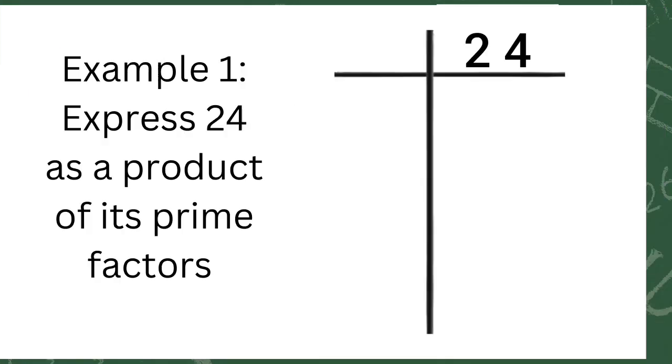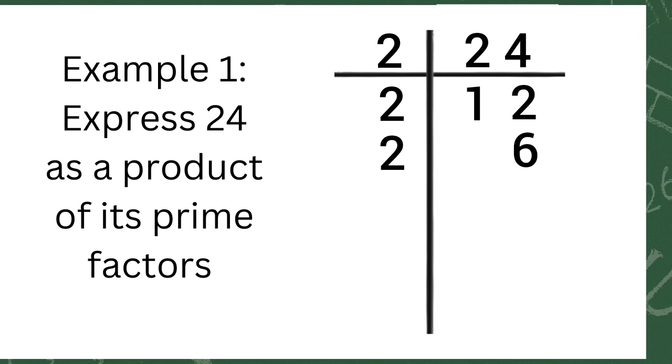Example 1. Express 24 as a product of its prime factors. We will begin with the first prime factor, which is 2. 2 into 2 is 1, into 4 is 2. So we have 12. The next prime factor we can use is still 2, because 2 is a factor of 12. So 2 into 12 is 6. The next prime factor we will use is still 2. 2 into 6 is 3. At this point, we can no longer use 2 because 2 is not a factor of 3. We will move to the next prime factor, which is 3.